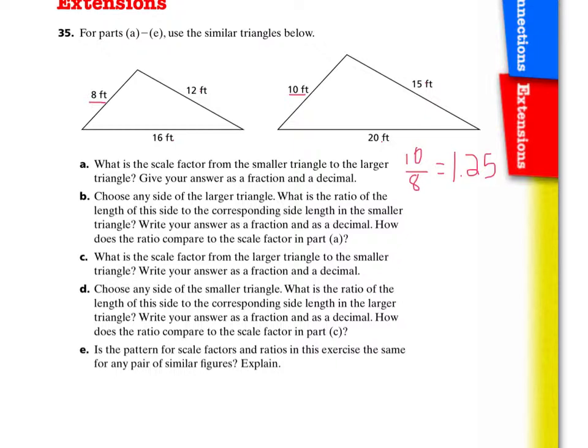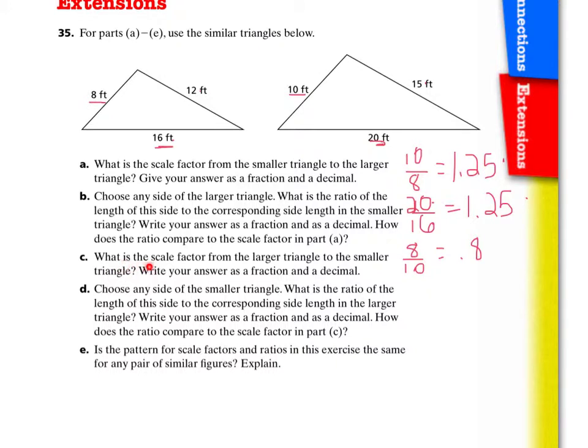Okay, B. B says, choose any side of the larger triangle. What is the ratio of the length of this side to the corresponding side length in the smaller triangle? Write your answer as a fraction and as a decimal. How does the ratio compare to the scale factor in part A? Okay, so the longest side, huh? All right. So the 20 feet over 16 feet. 20 over 16 is going to give me 1.25, and so that's the same as the scale factor. So the ratio is going to be the same as the scale factor.